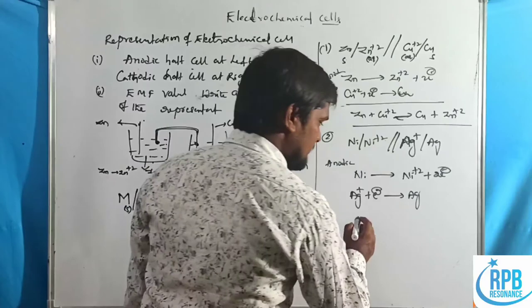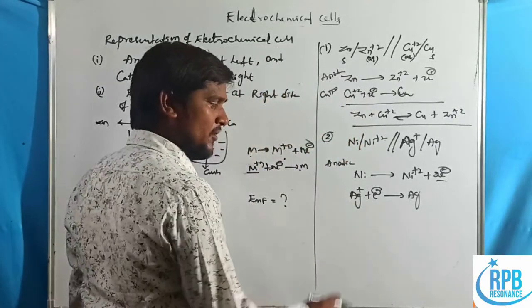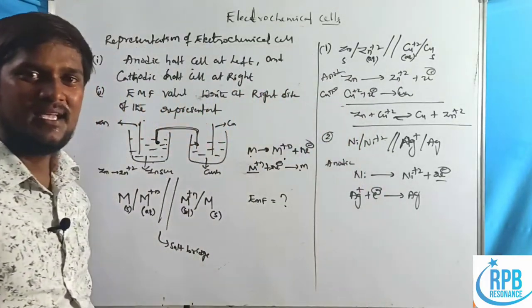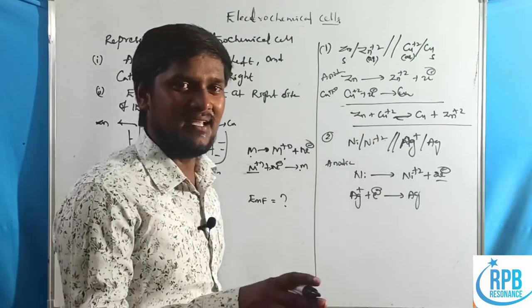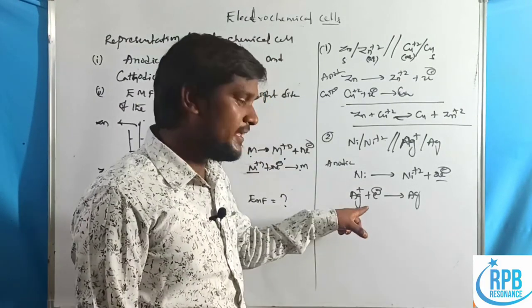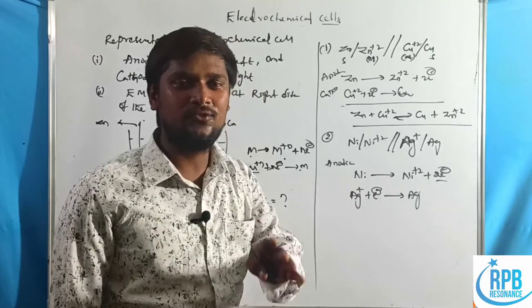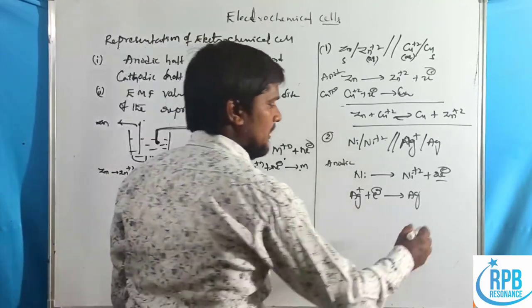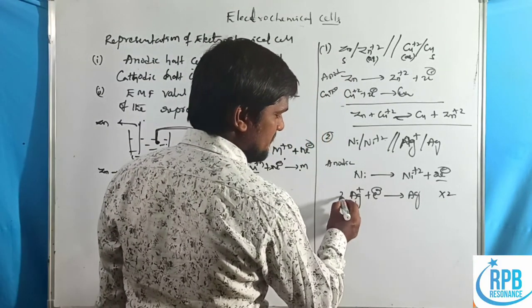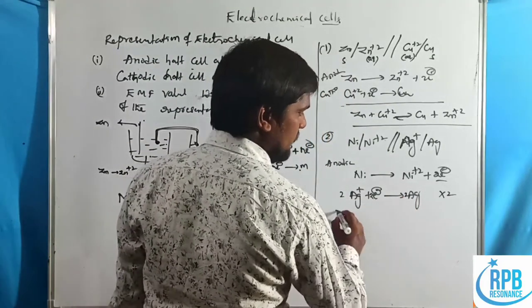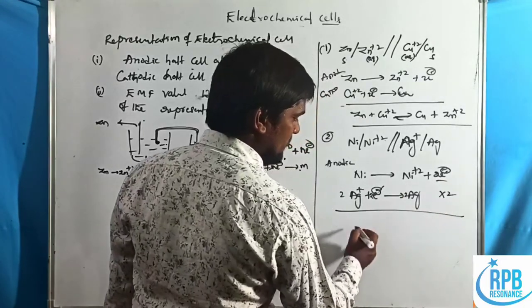Now the major problem is that here 2 electrons are lost, but here we get only 1 electron. That means it requires some mathematical calculation so that we maintain electrical neutrality. The gaining of electrons also needs to be 2 electrons, so we multiply the bottom equation by 2. That means 2Ag plus plus 2 electrons gives 2Ag. Now the 2 electrons and 2 electrons cancel.